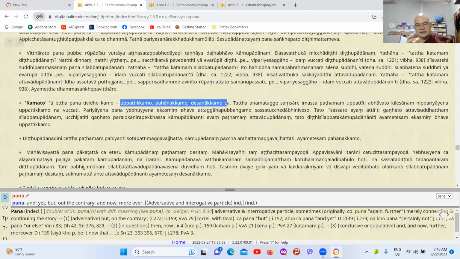The Buddha said: kamupadana, ditthupadana, silabbatupadana, attavadupadana. The Buddha taught in this way, so we have to classify which order it is, whether the order of arising, the order of abandonment, or the order of teaching. Okay, let's see here.